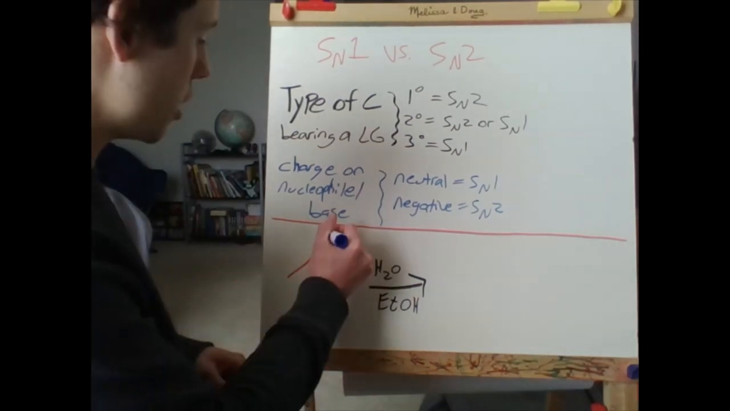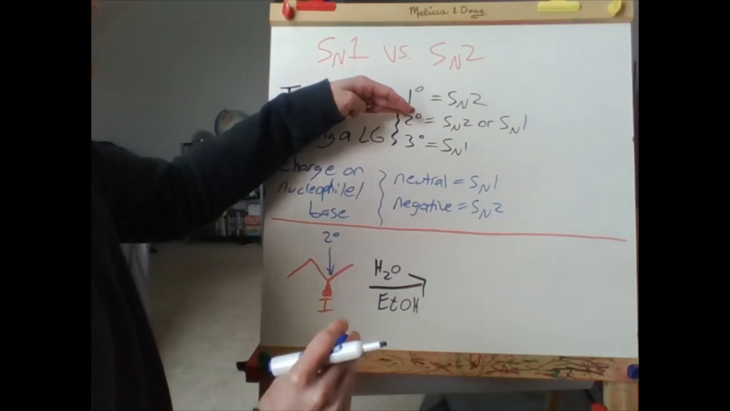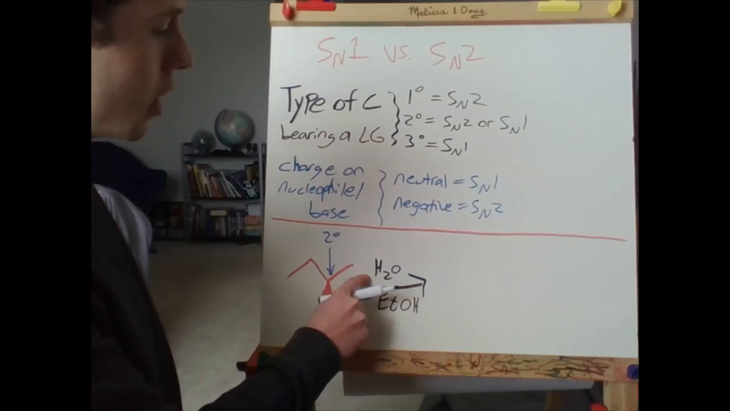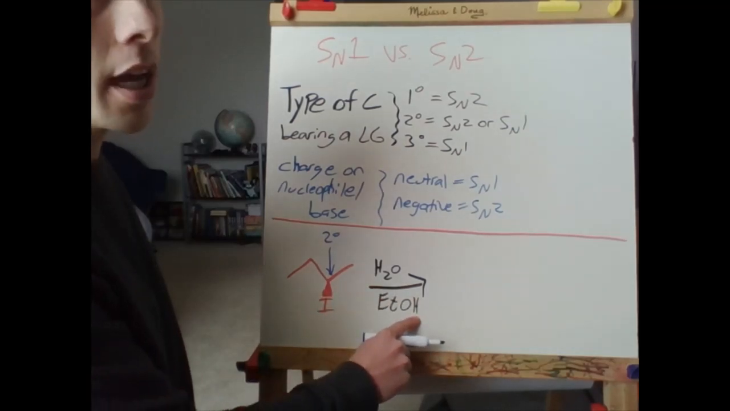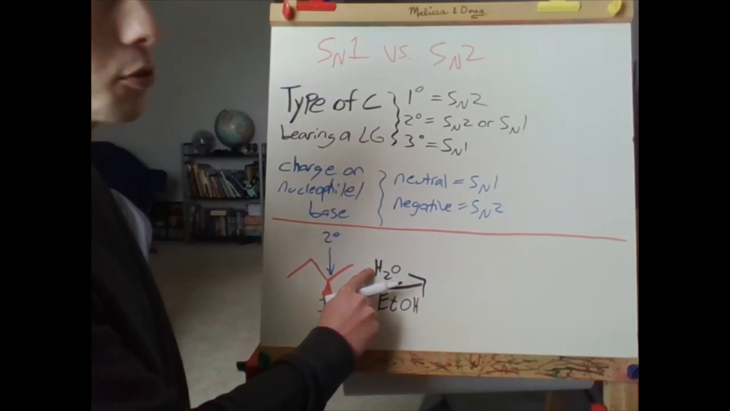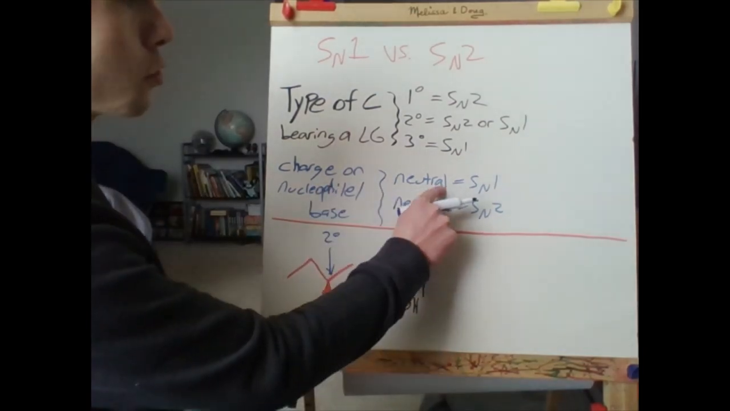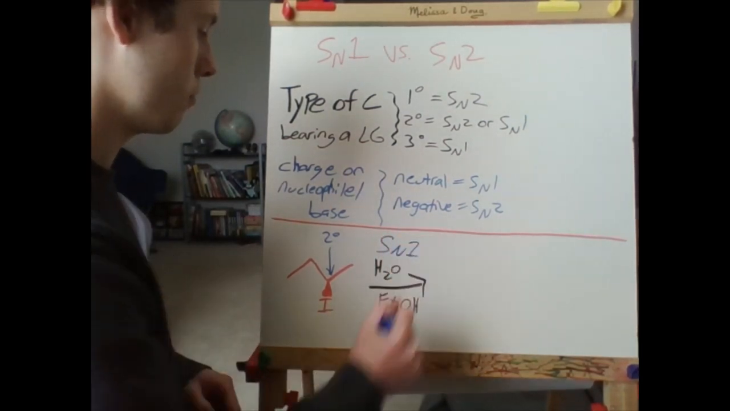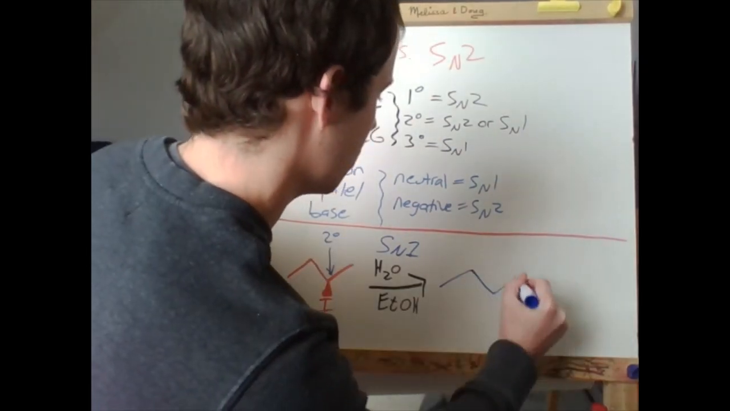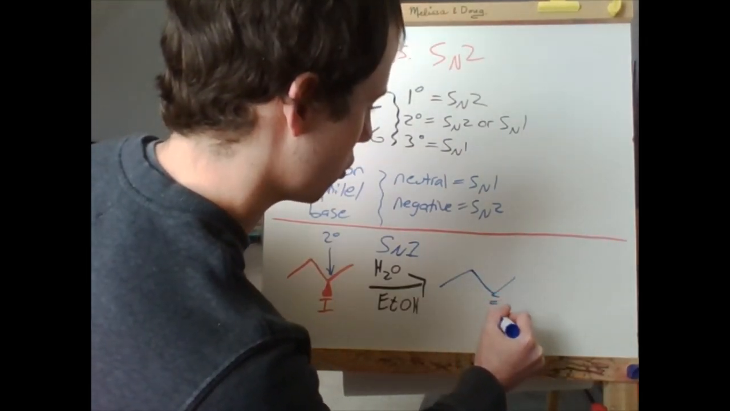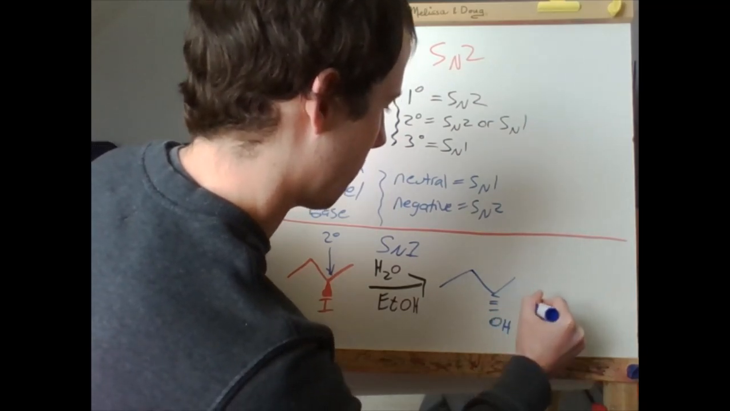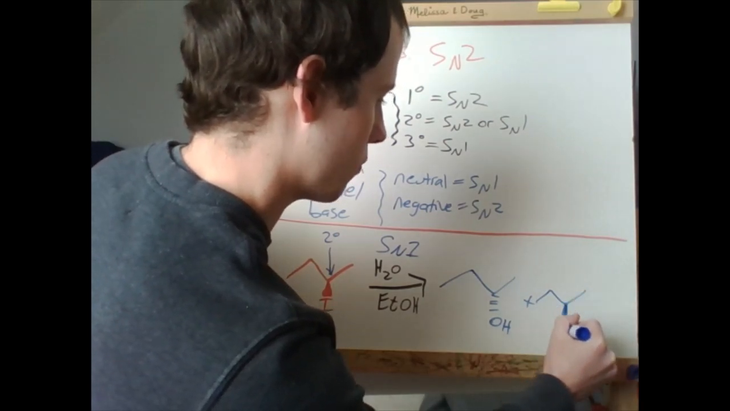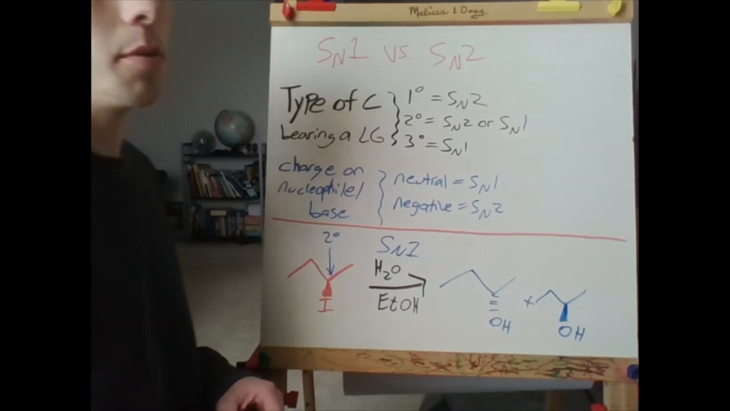Is it primary, secondary, or tertiary? It's secondary, and so we don't know whether it's going to be SN2 or SN1, but we look at the charge on the nucleophile or base. So we look here, we have H2O and ethanol. Ethanol is our solvent, and so H2O is our nucleophile/base. It is neutral, and so this will proceed via an SN1 reaction to give us a mixture of products. And so we'll get a racemic mixture of these two products.